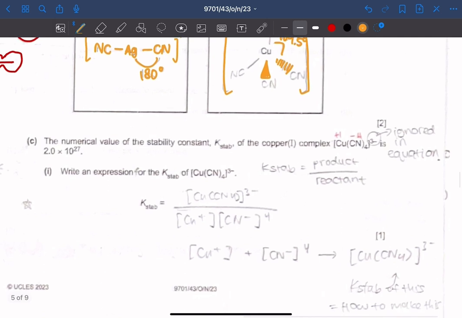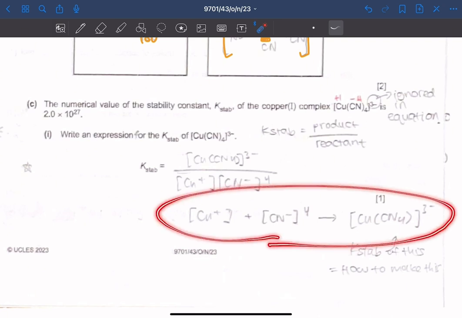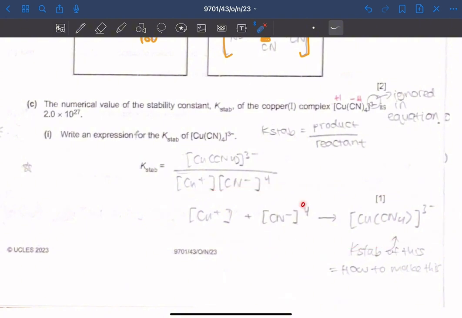C. The numerical value of the stability constant Kstab of the copper(I) complex [Cu(CN)4]3- is 2 times 10 to the power 27. Write an expression for the Kstab of [Cu(CN)4]3-. So first, we should make the equation for [Cu(CN)4]3-. As you see here, this is the equation: Cu+ plus 4 CN-, because it's 4 and the charge of CN is minus, forms [Cu(CN)4]3-.